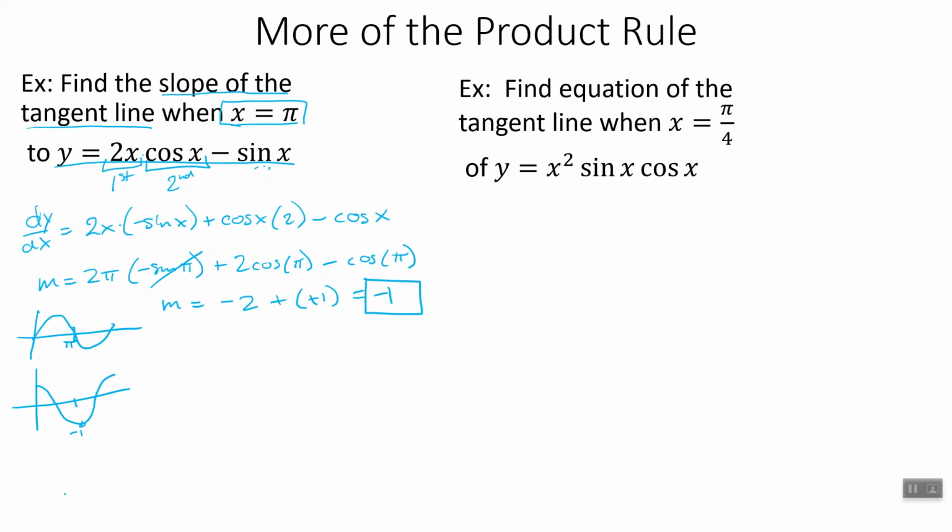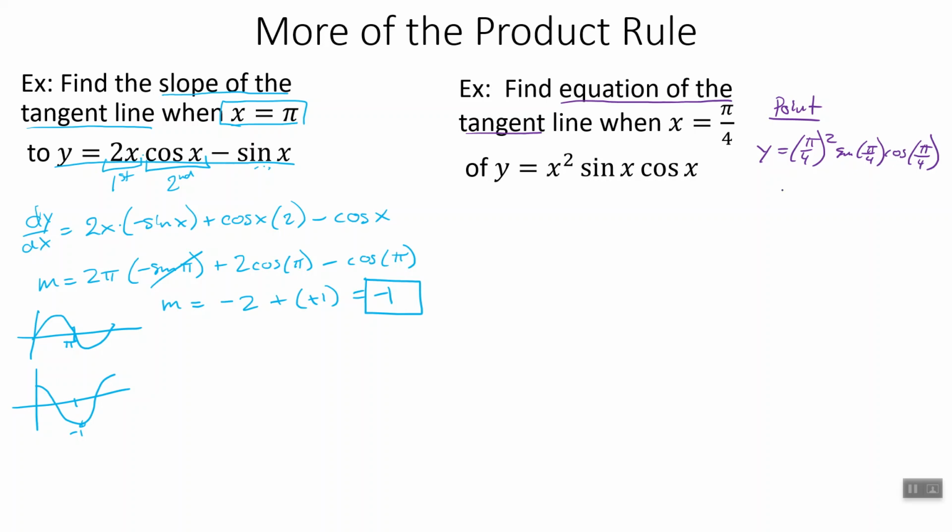All right, next one. I think this is just about it for this section. Find the equation of the tangent line now. So now we want the equation of a tangent line. So now we need a slope and a point. All right, so to get the point, we just plug in. So we take this guy and we plug it in the original function. We'll get y equals pi over 4 quantity squared times the sine of pi over 4 times the cosine of pi over 4.